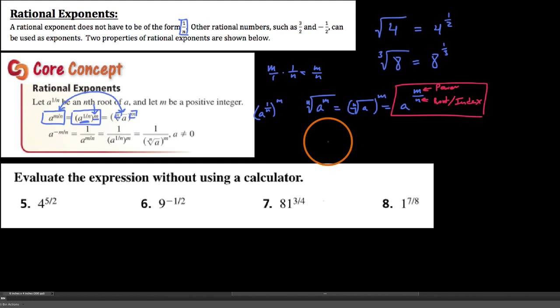This property of rational exponents basically means that we can write any radical expression as a rational exponent, or vice versa. Now looking at our second property: a to the negative m over n power is the same thing as 1 over a to the positive m over n power. The negative exponent, we're going to give this a name. It's the quote-unquote move it symbol.